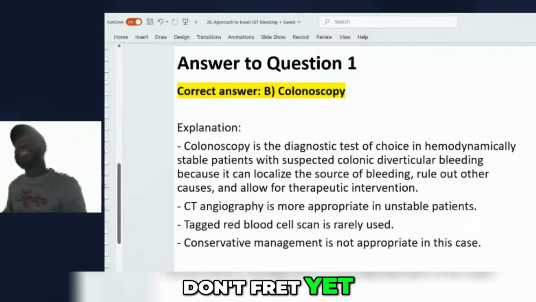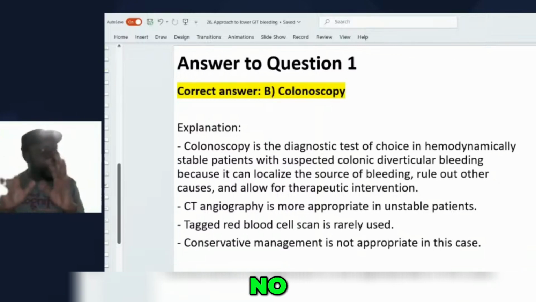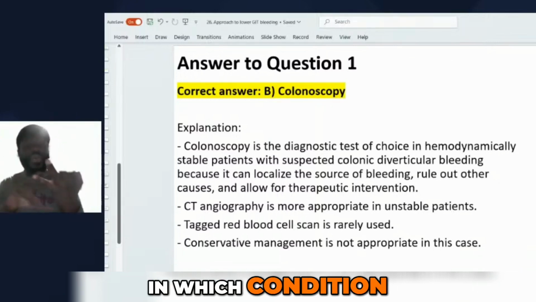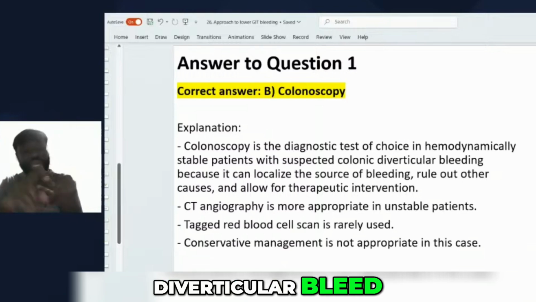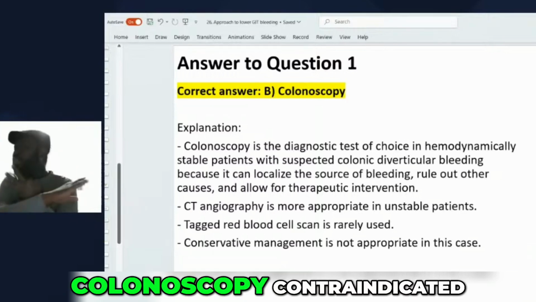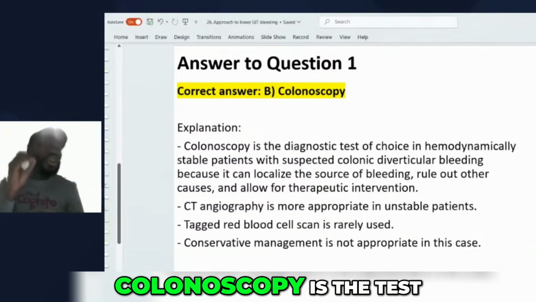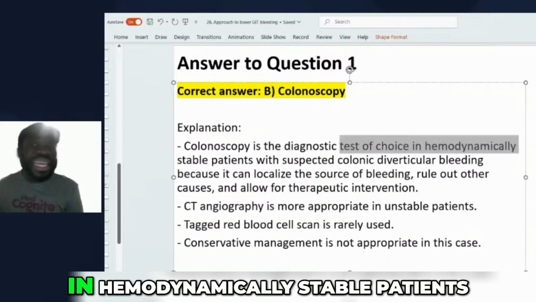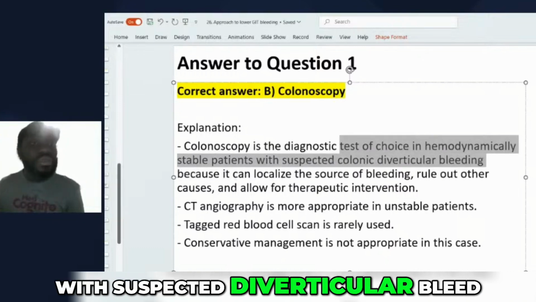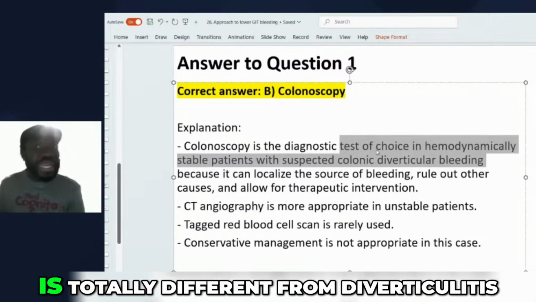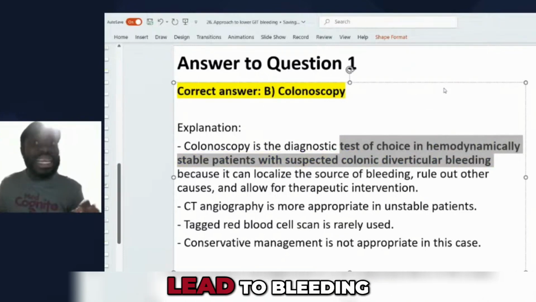Now, don't fret yet. In which condition do we not do colonoscopy? When I'm talking about diverticulosis, diverticulitis, diverticular bleed, in which of these is colonoscopy contraindicated? Diverticulitis. Now, colonoscopy is the test of choice in hemodynamically stable patients with suspected diverticular bleed. Remember that diverticular bleed is totally different from diverticulitis, even though diverticulitis can lead to bleeding.